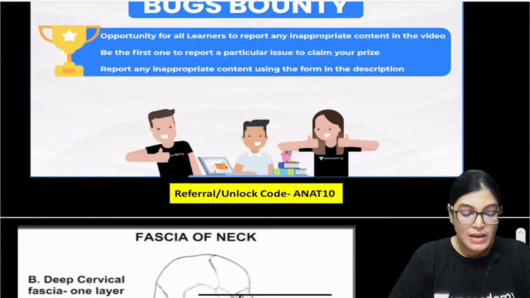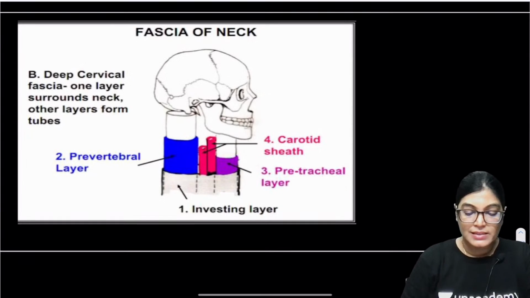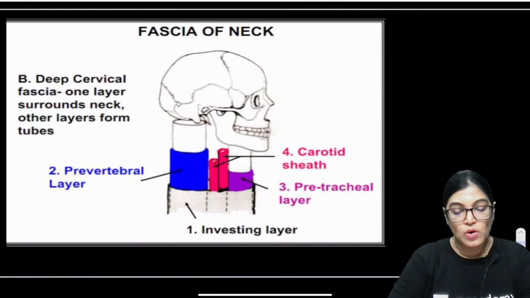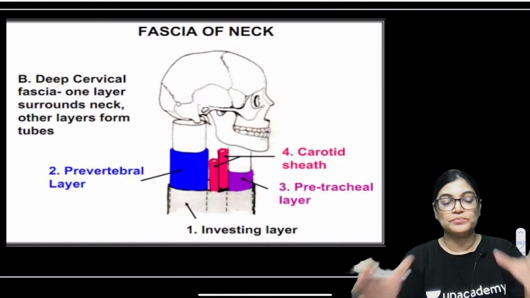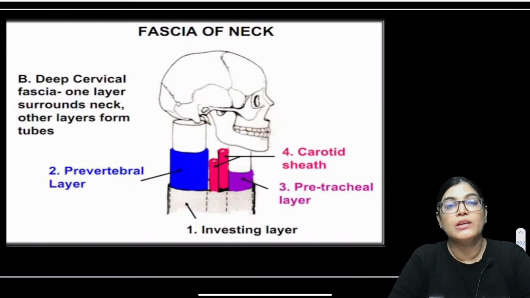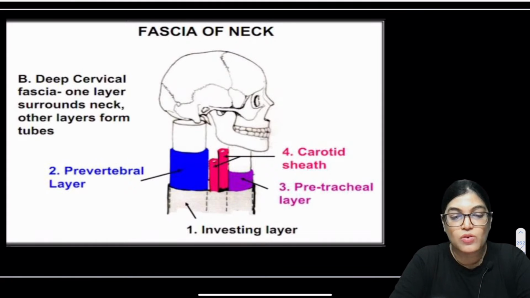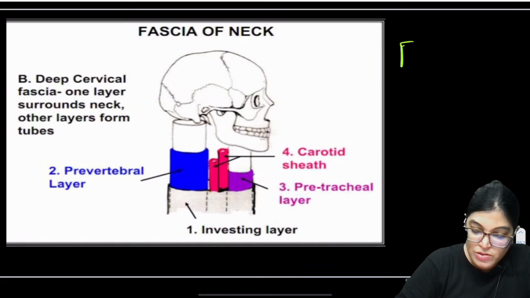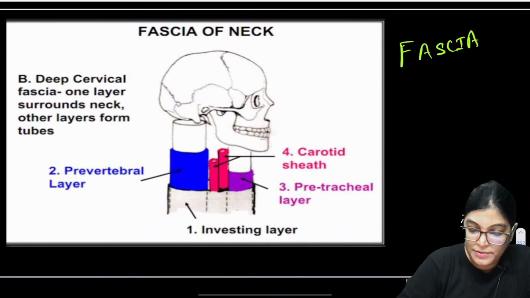All the best. So let's start with the topic, that is the fascias of the neck. Deep cervical fascia is the topic, so I will start with the fascias or deep cervical fascia in detail. So when I am talking about the topic deep cervical fascia, what is the other name of deep cervical fascia? The other name of deep cervical fascia is also called fascia colli.